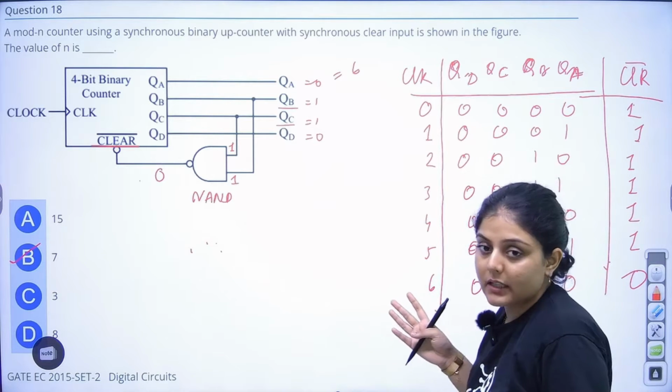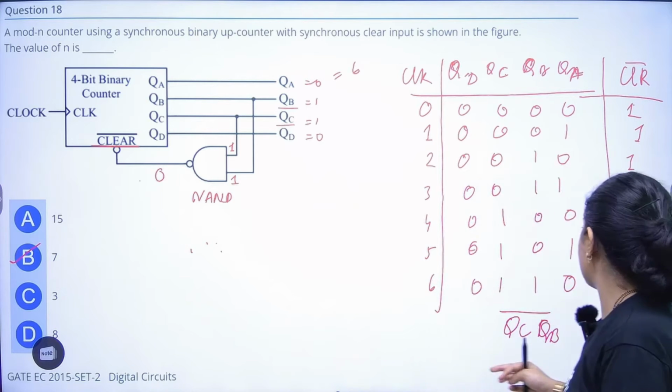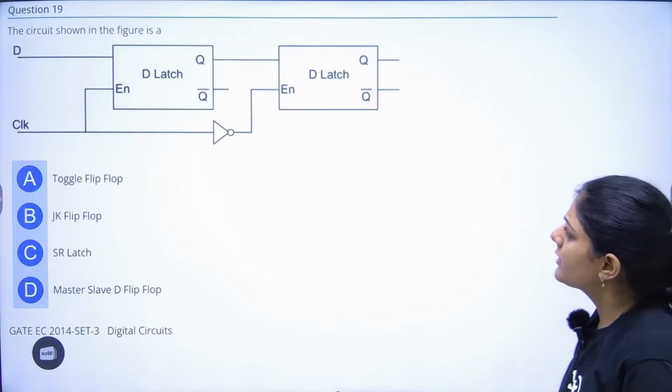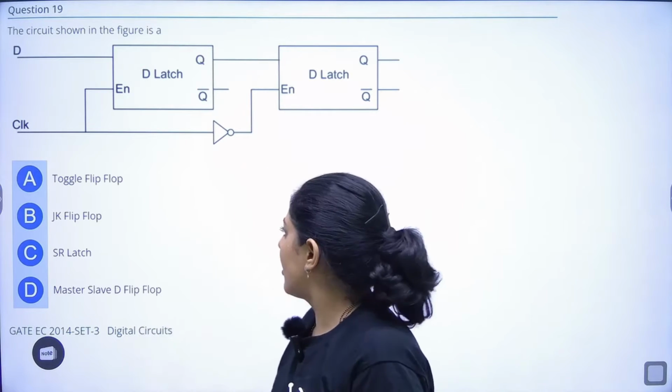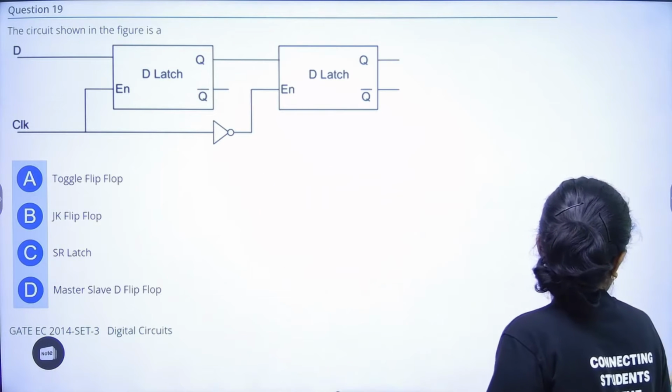Since it will become 6, we have to count from 0 to 6. That will be a mod 7 counter. It will count up to 7. Now this circuit is a very simple circuit. This is a master slave. So this is not a toggle flip-flop. This is not a T flip-flop. Toggle means only T flip-flop.